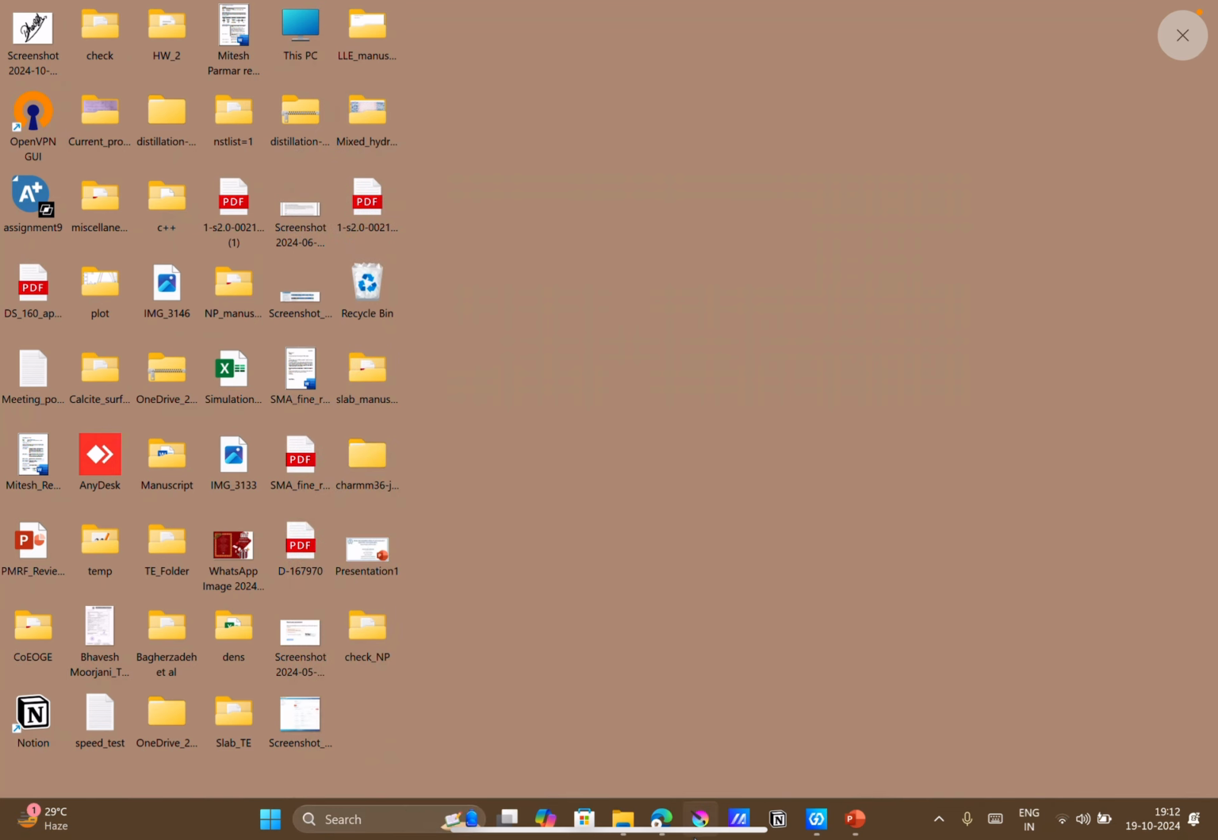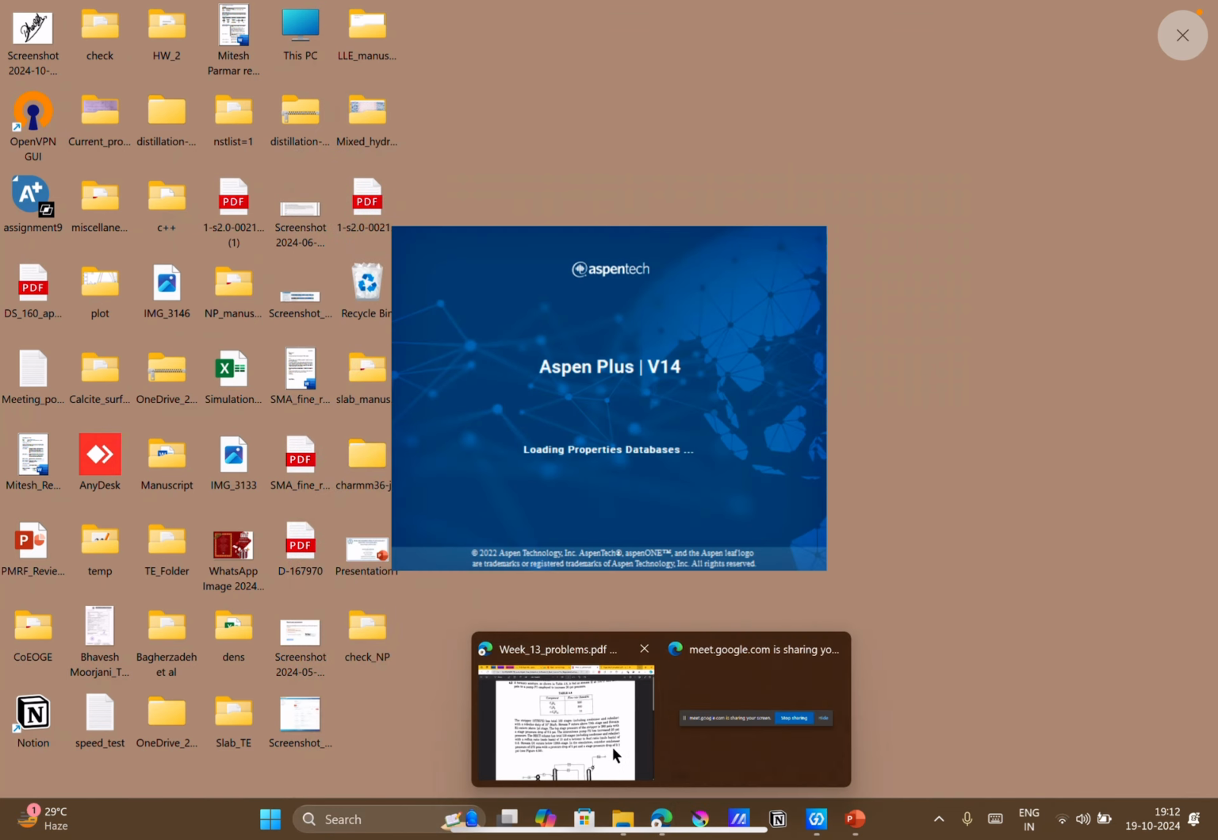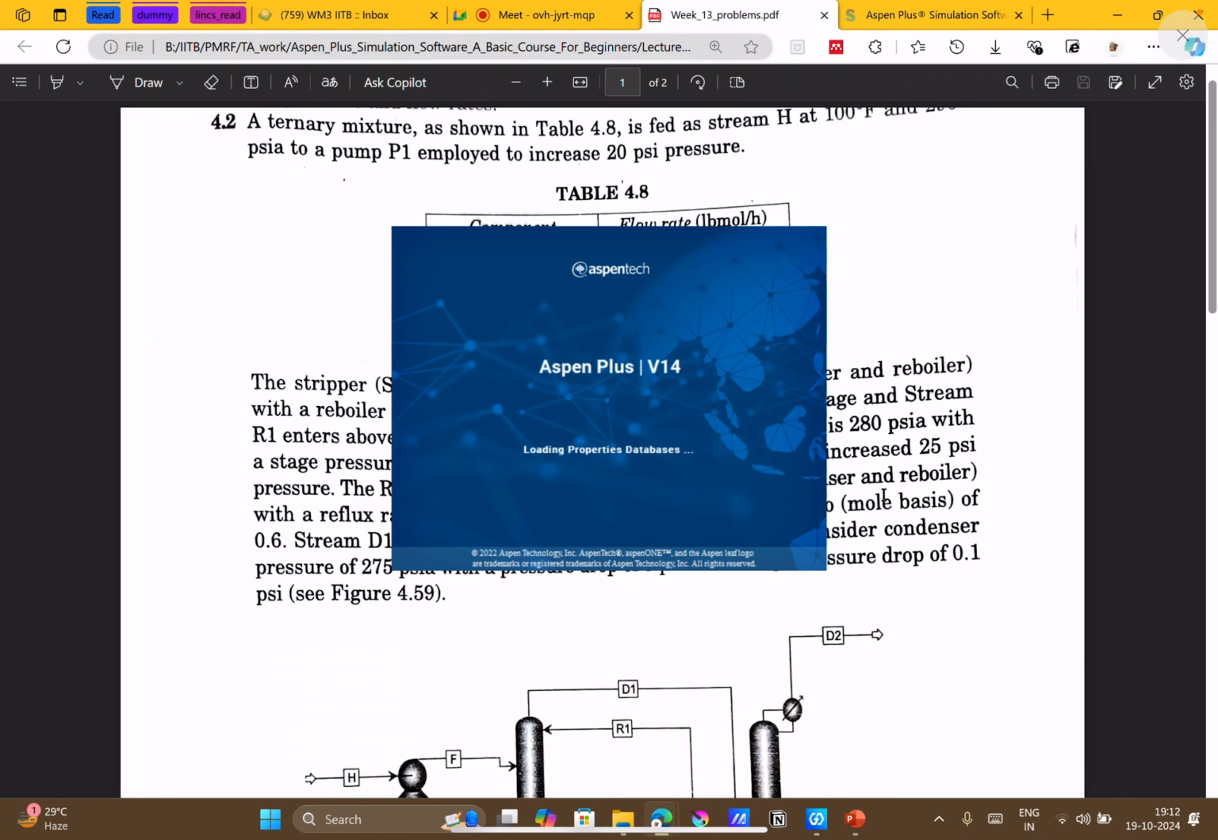Now let me check the missing data also. So this pressure value here should be 290 psi. Okay, the stream is coming at 290 psi.